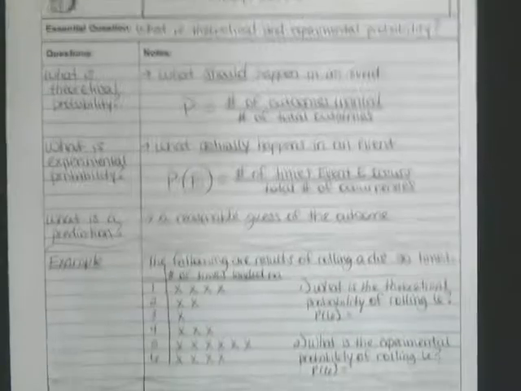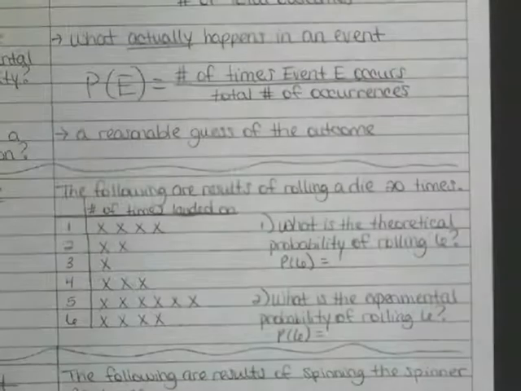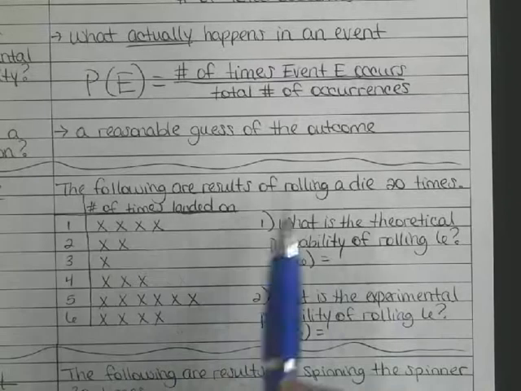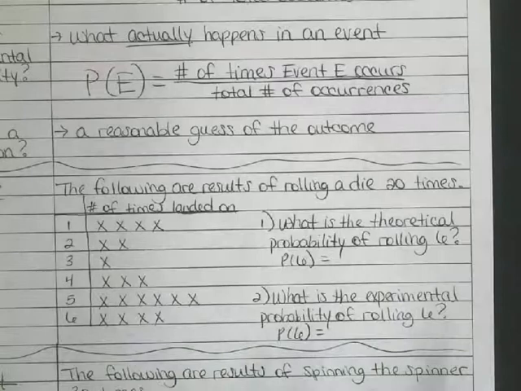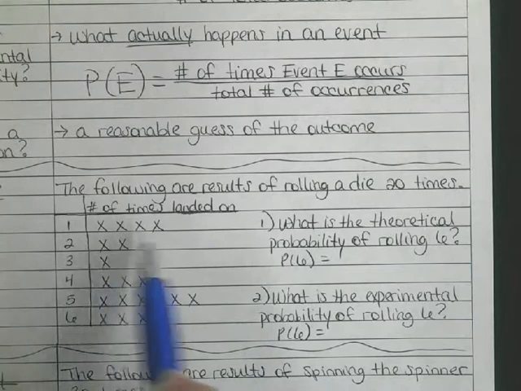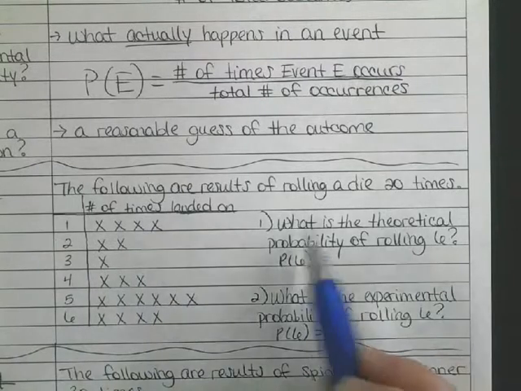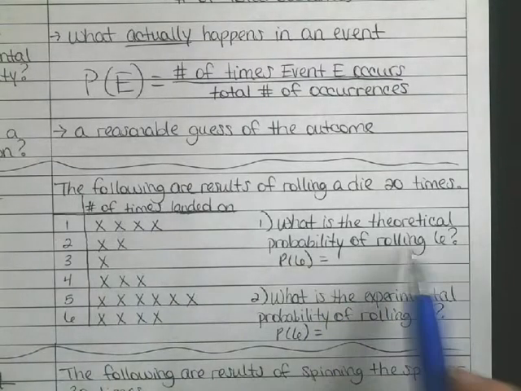So let's go ahead and do an example together. And I'm going to zoom in on this. Alright. So, it says the following are results of rolling a die 20 times. So, here's our chart right here. Here are all of the numbers we see on a die. Each X represents how many times that number was landed on. So the number 1 was landed on 4 times, 2 was landed on 2 times, and so on. So we want to know, what is the theoretical probability of rolling 6?